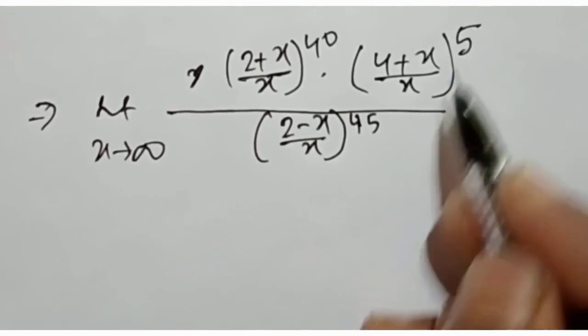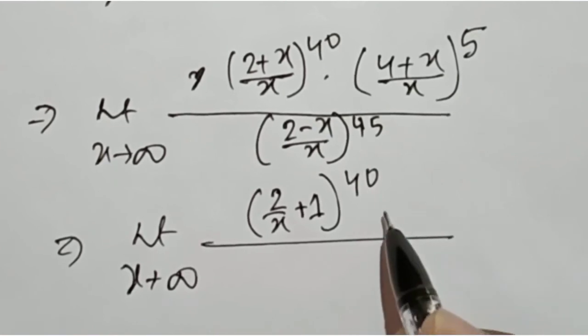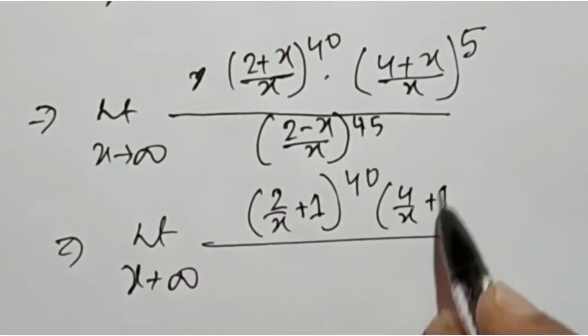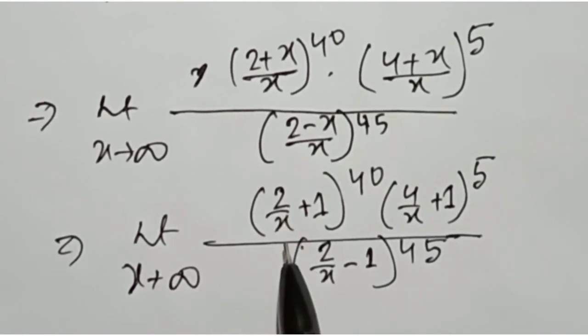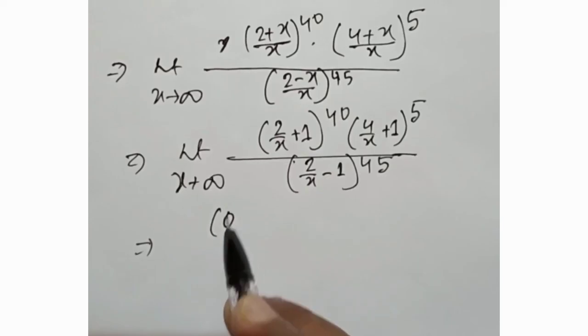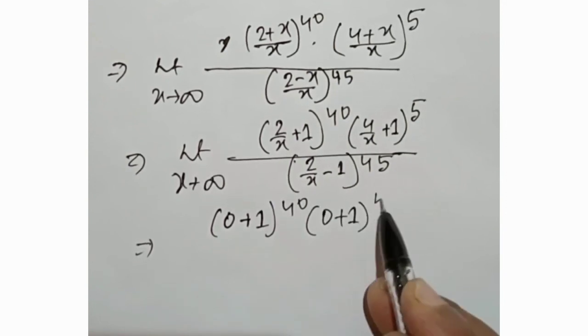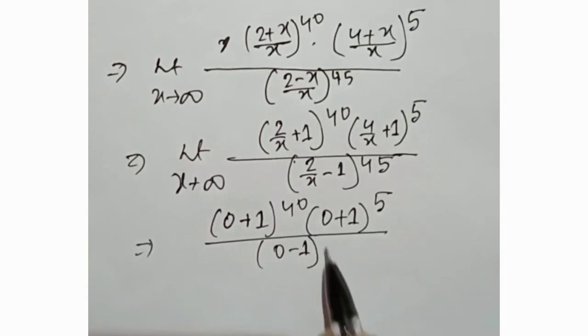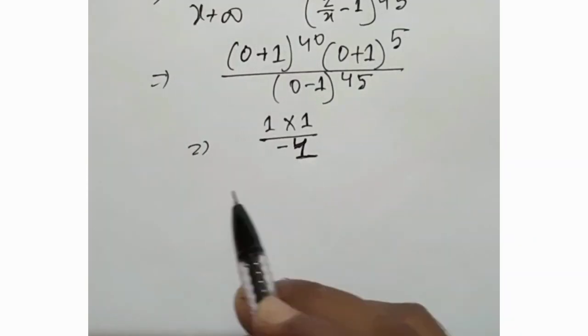Our next line will be limit x tends to infinity 2 by x plus 1 whole power 40 into 4 by x plus 1 whole power 5 and the denominator will be 2 by x minus 1 whole power 45. Here we will put the value of x, as 1 by x will become 0. So first term will be 0 plus 1 whole power 40 and 0 plus 1 whole power 5 by 0 minus 1 whole power 45. So this is simply 1 into 1 and the denominator is minus 1 because of the odd power. So the value is actually minus 1. So this is our limit value.